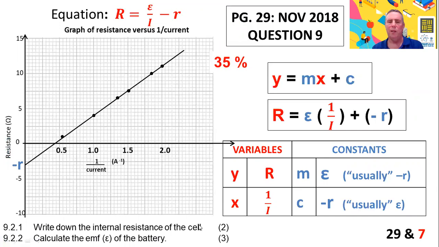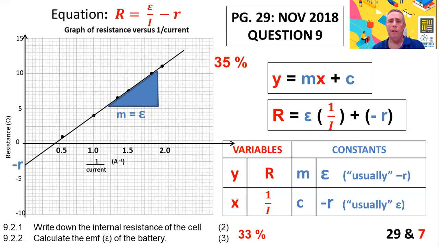9.2.1, write down the internal resistance of the cell. Well, we know that c is equal to minus r, so one simply reads off the graph minus 3 ohms. Secondly, calculate the EMF of the battery. We know that the gradient is equal to EMF, so you do a calculation using the graph and the graph paper to calculate the gradient, and you calculate the EMF. It was not difficult, but on these two little questions, the national average was 33%.